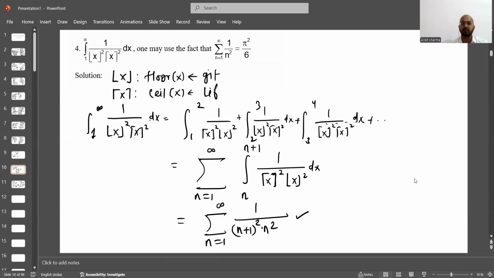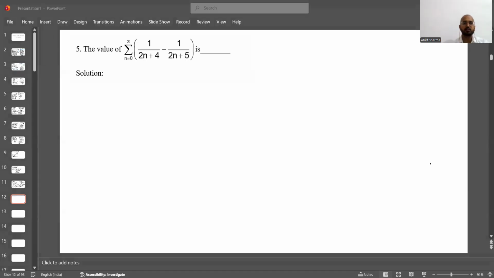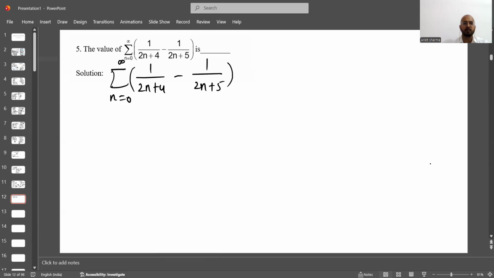Move to the next. This problem is asking us to find the sum of n is equal to 1 to infinity. The two series are there: 1 over 2n plus 4, then minus 1 over 2n plus 5.